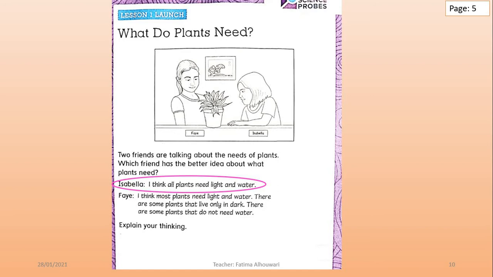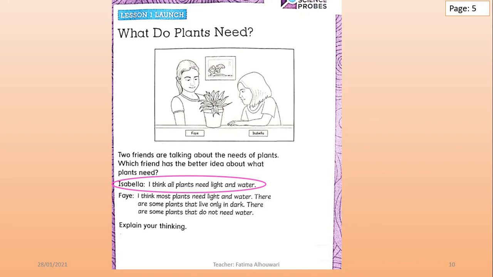Now, please, grade 2, open your book, page number 5. We have a question here. What do plants need? Two friends are talking about the needs of plants, Faye and Isabella. Which friend has the better idea about what plants need? Isabella says, I think all plants need light and water. Is this correct or not? Think about it. Now, let's see what Faye says. I think most plants need light and water. There are some plants that live only in the dark. There are some plants that do not need water.